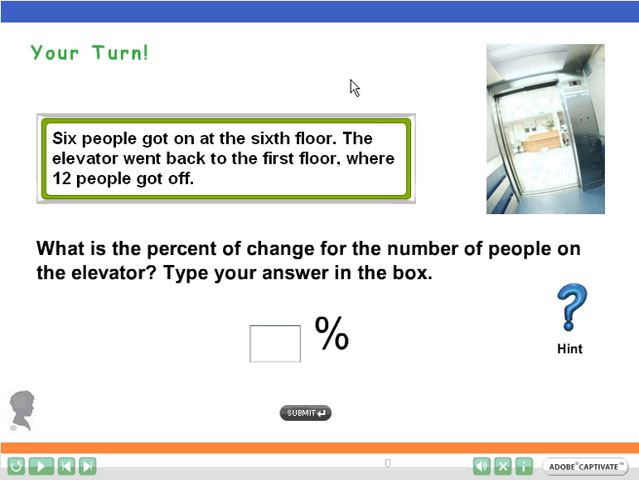Six people got on the elevator at the 6th floor. The elevator went back to the 1st floor, where 12 people got off. What is the percent of change for the number of people on the elevator? Type your answer in the box.